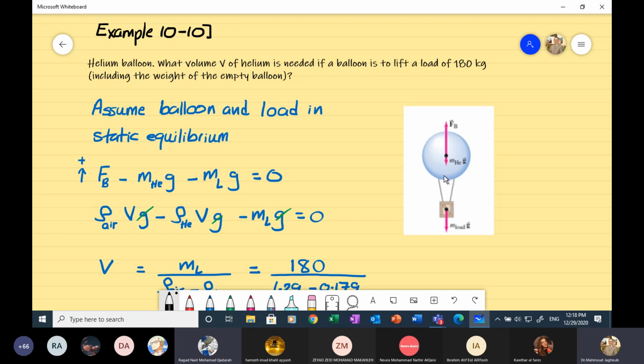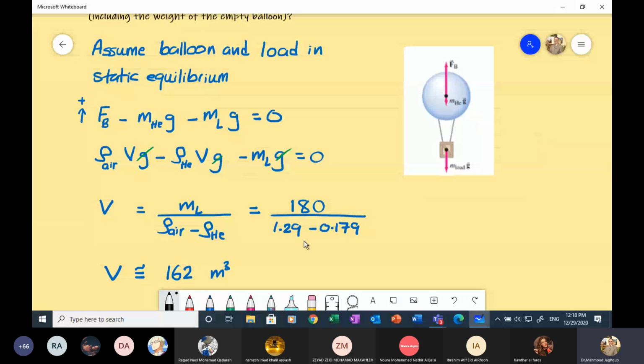Air. What is the density of air? Maybe you don't know the density of air. The density of air is 1.29 kilograms per meter cubed, while the density of helium is 0.179. Now air here is the fluid instead of the water, for example. So air is a fluid. Now this balloon has helium inside it and it is in a fluid.